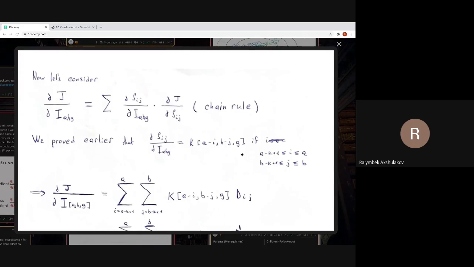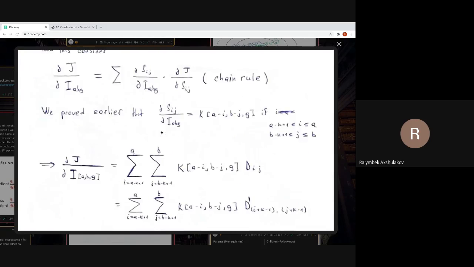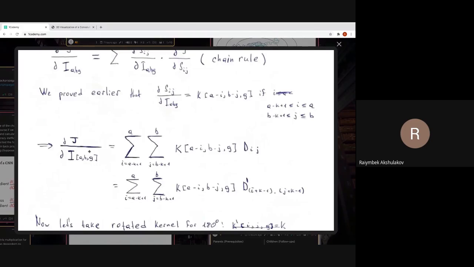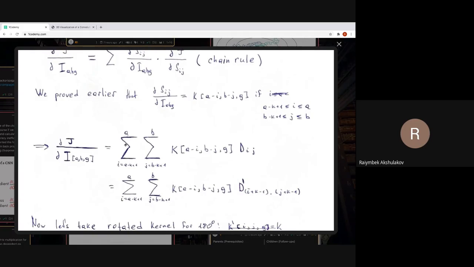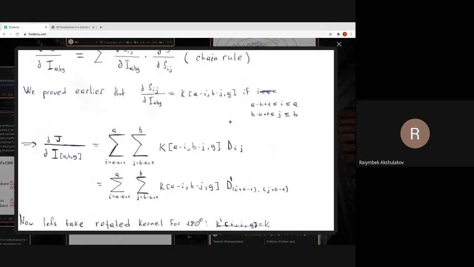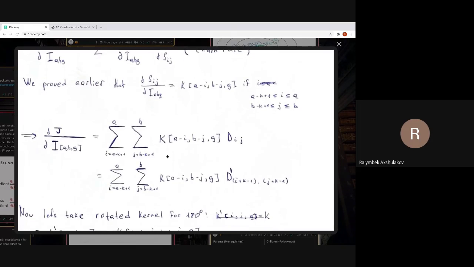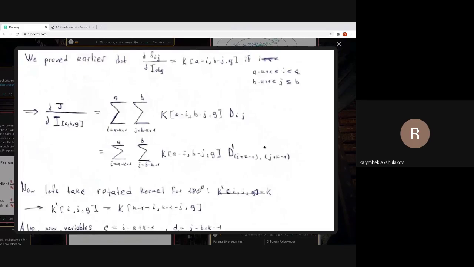And if those inequalities don't hold, it basically means A, B just doesn't affect this one. So we can conclude that the gradient of this particular index is equal to this sum, where I goes from A minus k plus 1 to A, and J goes from B minus k plus 1 to B. And we have this equation.